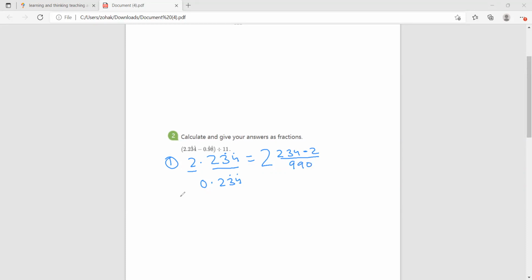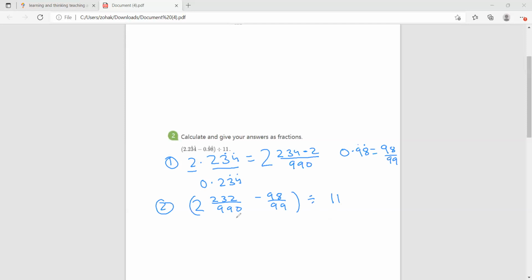And then let's convert 0.98, where both 9 and 8 are recurring, into fractions, okay? And that's very simply just going to be 98/99, okay? So what we've got to do now is we've just got to do 232/990 minus 98/99, okay? And if we do that in the brackets, we will then, after we finish that, have to divide by 11.